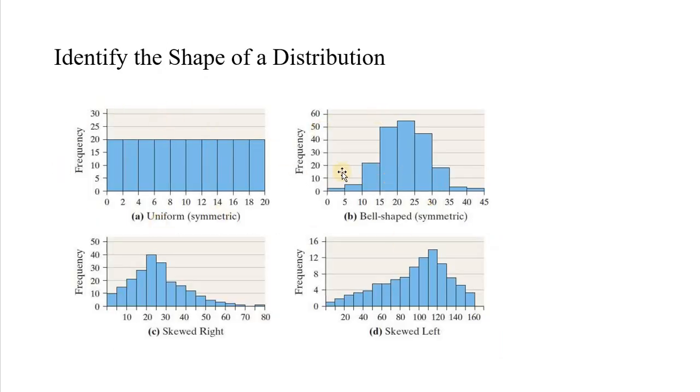And here are the distributions I talked about. You notice this is a uniform. The frequency is the same for each of these bars. This is approximately bell-shaped.